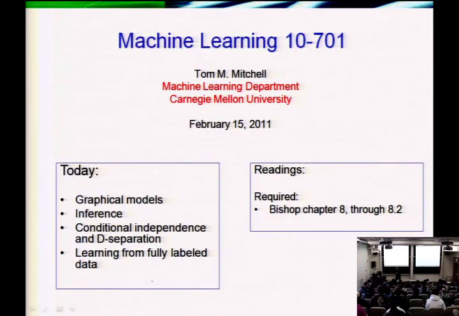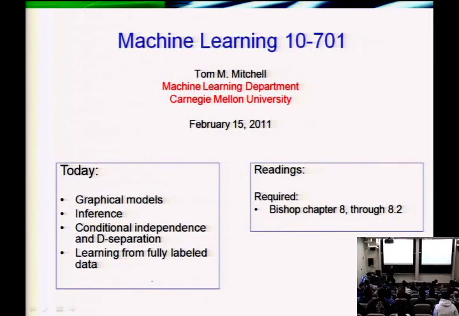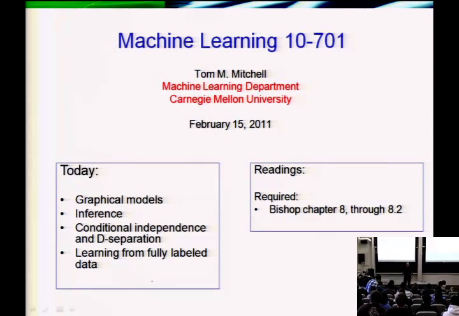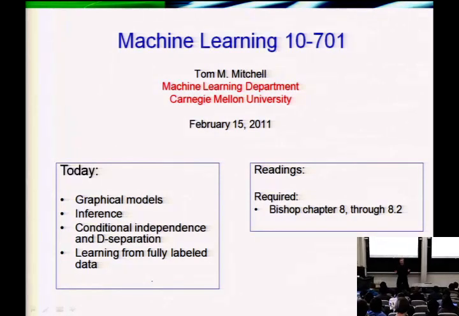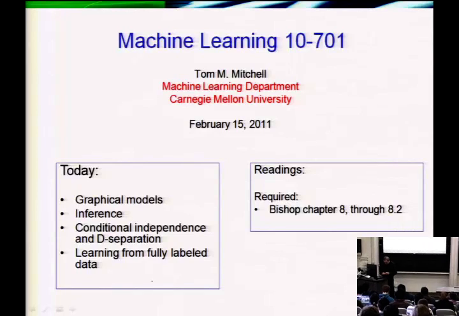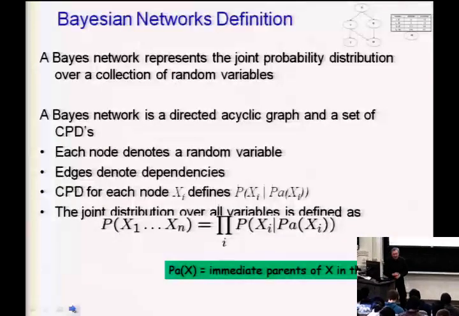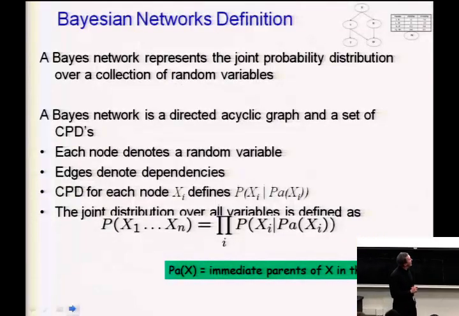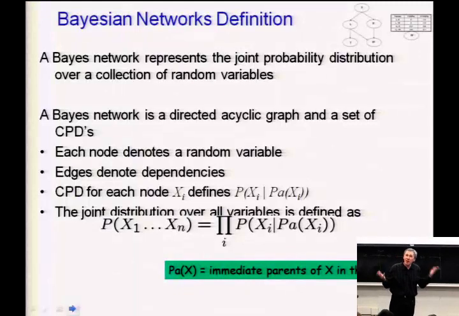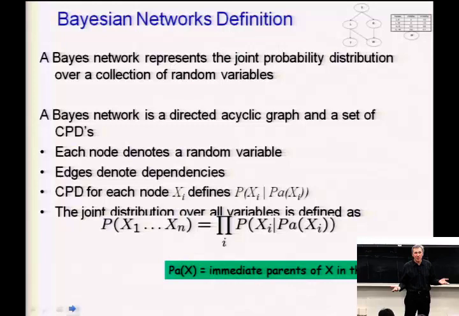So let's begin today's lecture, which is a continuation of our discussion of graphical models, Bayes nets. And just to remind us all, here's what we mean by a Bayes net. It's just a notation for describing a joint probability distribution over a collection of random variables. That's all it is, really, a notation. Very convenient one. And so how does that notation work?